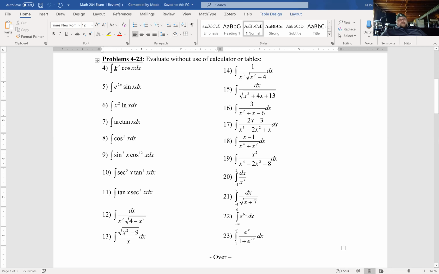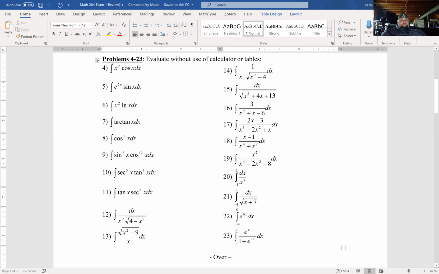Number 4, x squared cosine x, that one you'd have to do twice. If it was x to the 5th, you'd have to do it 5 times, because the algebraic function comes before the trig function. For number 6, the log comes first. So in this case, the derivative will give you 1 over x, and then the other part will give you x cubed, which will be an integral you can solve. So you only have to do that one once, actually.